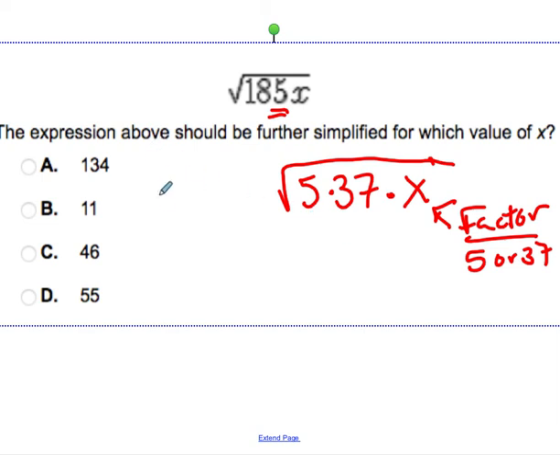Well, looking at my numbers, the easiest one to look at is 55. This is the same as 5 times 11. There's my factor of 5, and so our answer is D. Right? So these are other types of problems that you could get with square roots when it's not just simplify the square root.